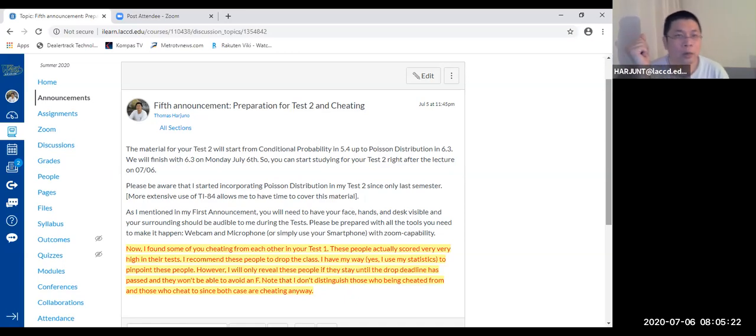Okay, now please be aware that I will start incorporating Poisson distribution. I only started incorporating Poisson distribution in my test 2 since last semester. So 2 semesters ago, I didn't have that in my old tests, even though I gave them in my quiz. So make sure you study this part.